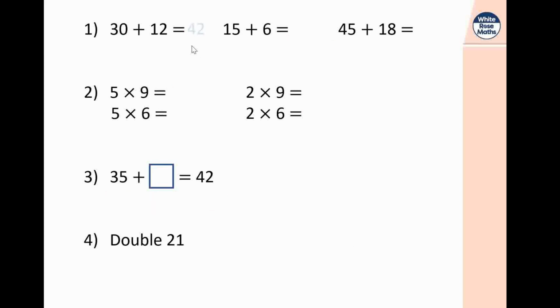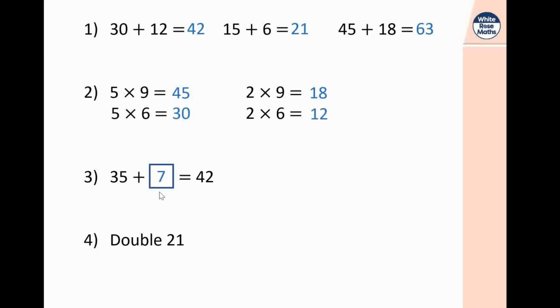So here they're going to go through the answers. 30 plus 12 is 42, 15 plus 6 is 21, 45 plus 18 is 63. They're all multiples of 7. They're all in the 7 times table. 5 times 9, 45. 2 times 9, 18. 5 times 6, 30. 2 times 6, 12.